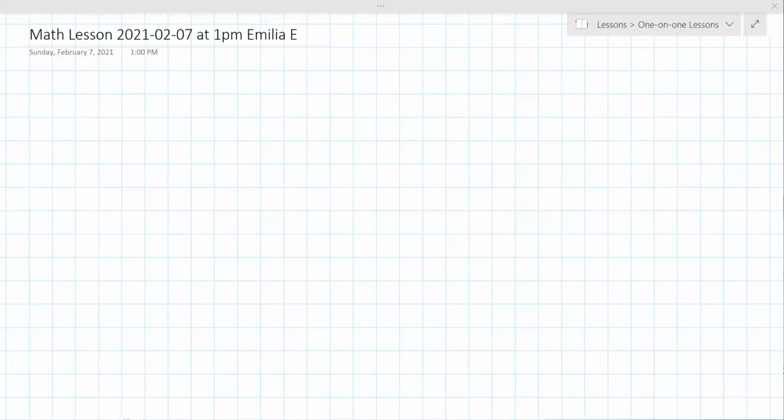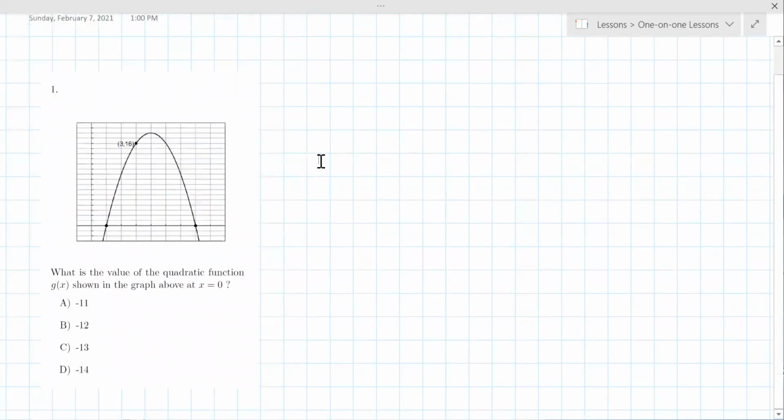All right, so this is question 1 from the most recent exam I sent you. Maybe this is the one you're thinking of. Are you able to see my screen? Yes. Okay, so it asks for the graph at x equals 0, and here's x equals 0, right there at the origin, but it's down here somewhere. This is a graph of a parabola.